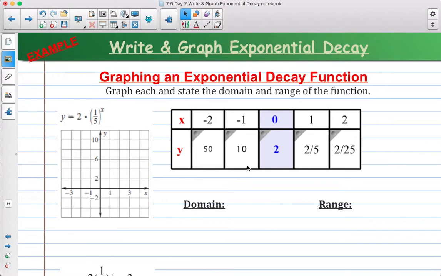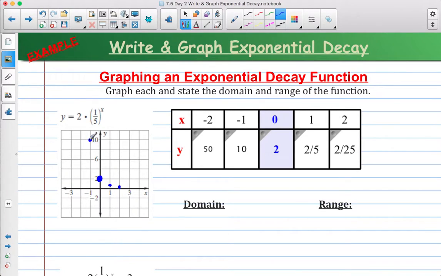Now I'm going to plot as many points as I can. It goes pretty quickly off the graph though because these things grow and decay so quickly. First point was (0, 2). That's my y-intercept right there. Then (1, 2/5). That's a little bit less than half right there. Then at 2 I'm almost near 0 now. I'm like right there. At -1 I'm all the way up at 10.